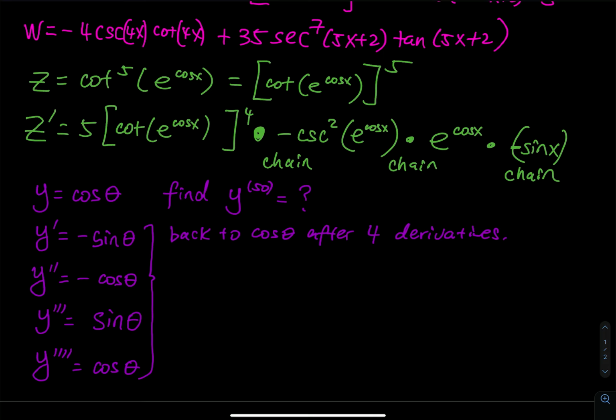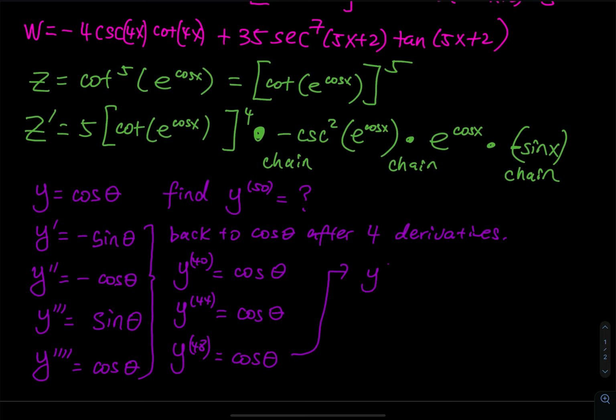Right? So if we do this cycle 10 times, then we will reach the 40th derivative, that is equal to cosine of theta. And then we repeat this 4 more times. That gets us to the 44th derivative, that is cosine. And then 4 more times gives me the 48th derivative equals cosine of theta. And then the 49th derivative equals negative sine.